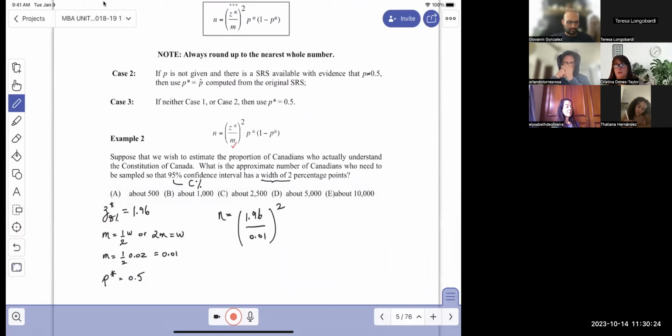Don't forget to square. And if you use 0.5, both of those numbers, that's the largest it can be, right? Because it's 0.5 and 0.5, 0.25. No, the 1.96 comes from this part. The 0.5 comes from, there's no information about P. So I have to use that one.